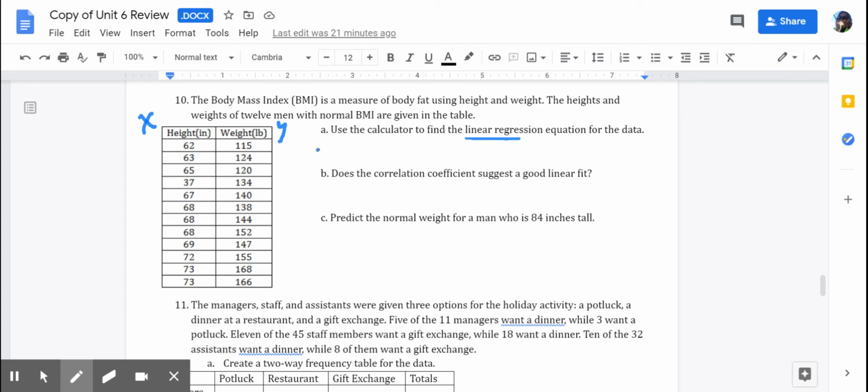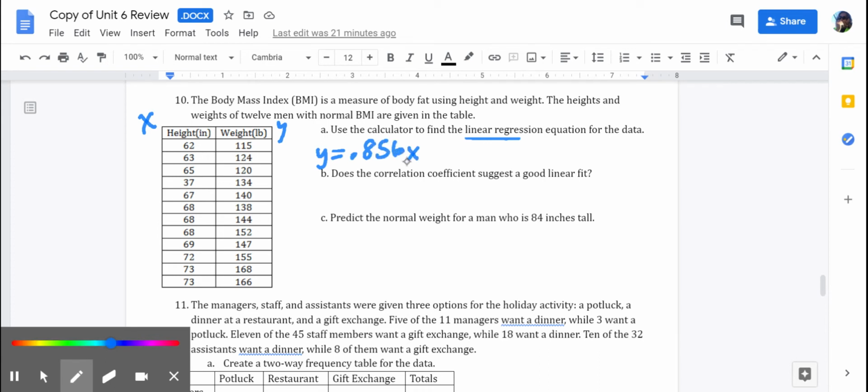Okay, so you should have gotten your equation to be Y equals 0.856x plus 85.91. So that would be my linear regression problem. My A value is 0.856, and that's rounded. And my B value, 85.91, again, that's rounded.